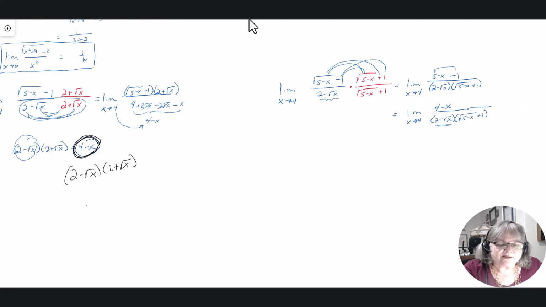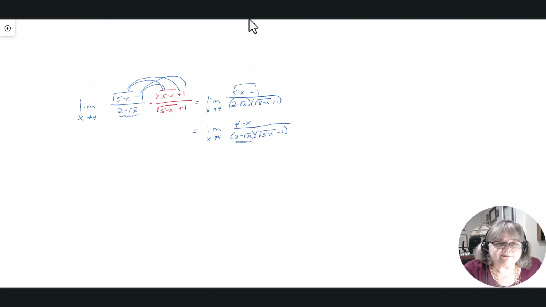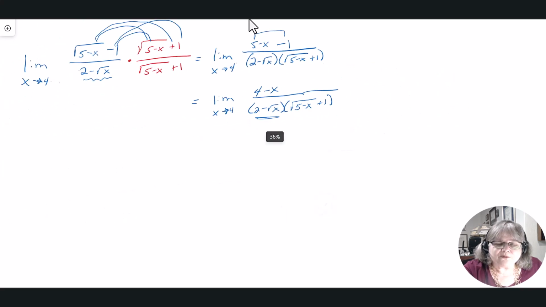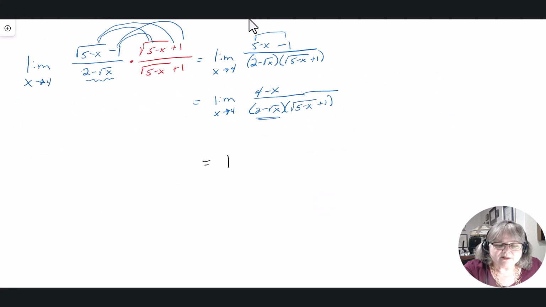Just like when you had something like 4 minus x squared and you said it's the difference of 2 squares. Okay, I'm not going to multiply it. I'm going to factor it. So 4 minus x from our previous attempt.